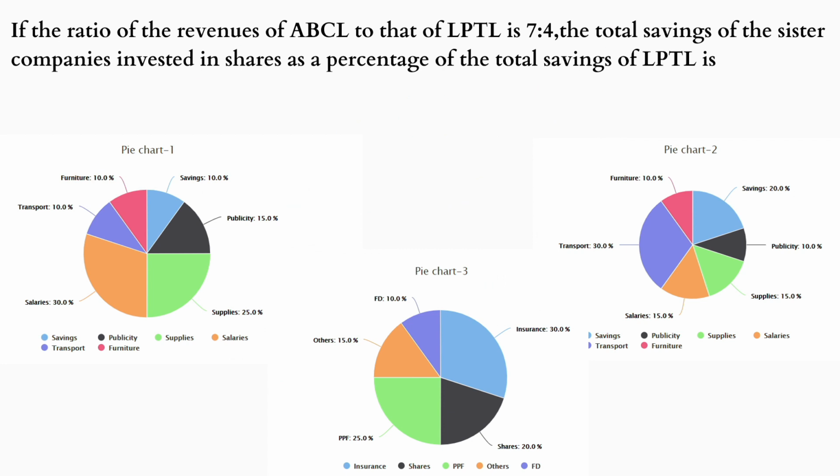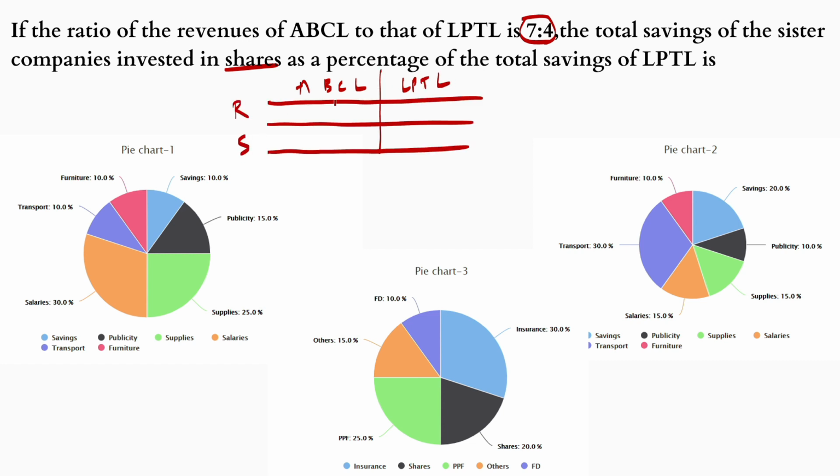So let's move on to the next one. If the ratio of the revenues of ABCL to that of LPTL is 7:4, the total savings of the sister companies invested in shares as a percentage of the total savings of LPTL is? Okay, here we are asked shares. In the previous slide, we were asked to find out the insurance. Now shares. The ratio is given 7:4. So this is for company ABCL and this for company LPTL. The revenue of ABCL is 7 and the revenue of LPTL is 4. For our convenience, we will assume this one as 700 and this one as 400, right?